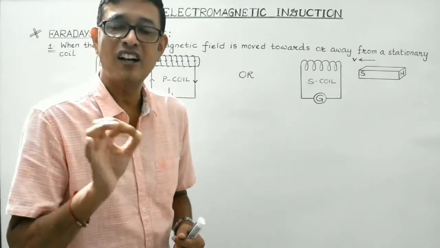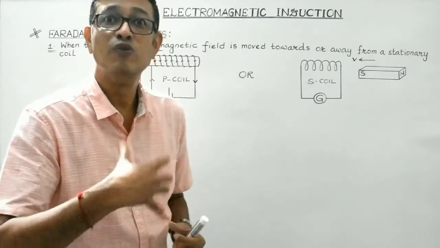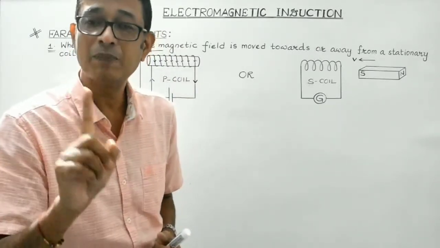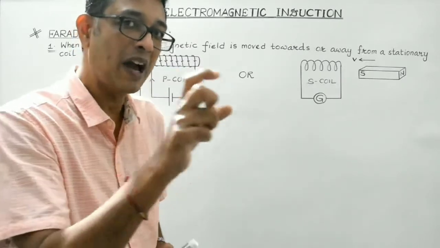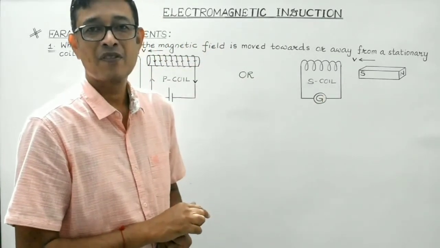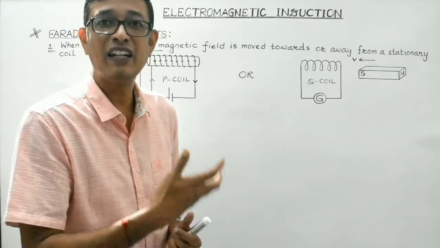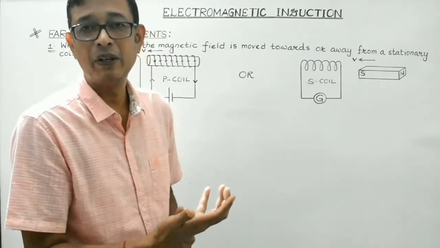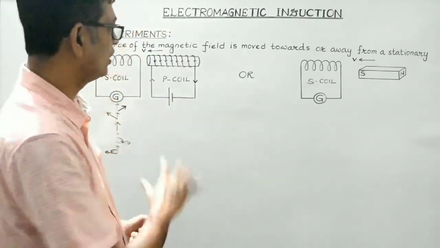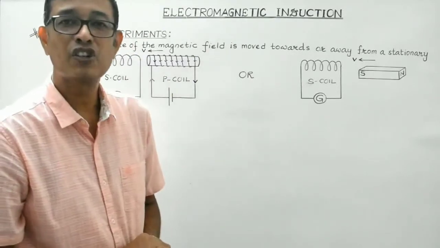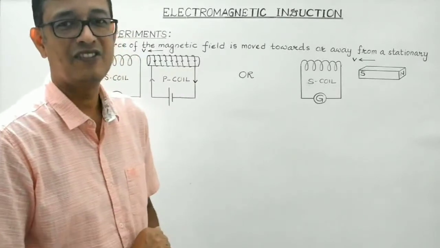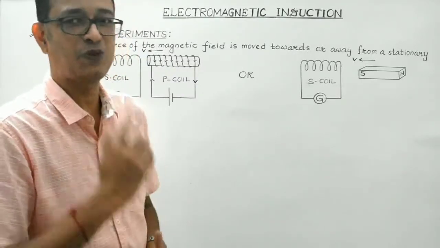I repeat, the induced current or the induced voltage which gets developed in the coil depends upon the time rate of change in the magnetic field or the magnetic flux linked with the coil. Right? How fast the magnetic field lines are changing. So that depends upon the time rate of change. Clear, students? So these were the conclusions which led to the laws of electromagnetic induction. Right? We'll discuss some other experiments as well.